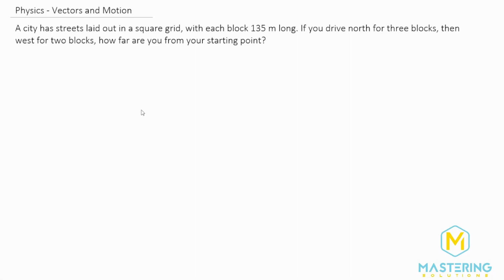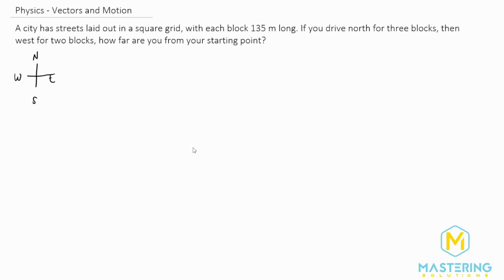Welcome to Mastering Solutions. In this problem, they ask us to figure out how far your displacement is from your starting spot if you go up a certain number of city blocks and then over a certain number. So we're going to draw a compass because they give it to us in north, south, east, and west. So north, south, east here, and west.